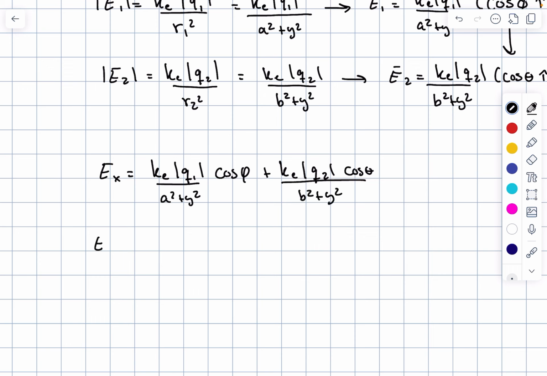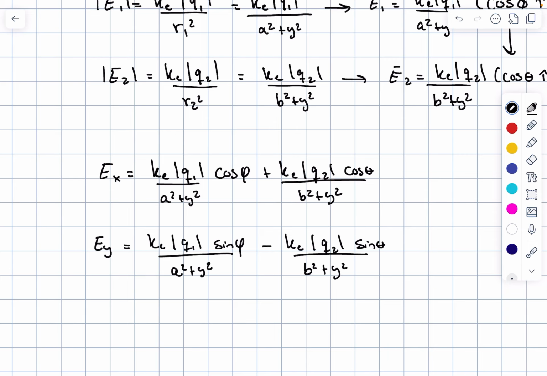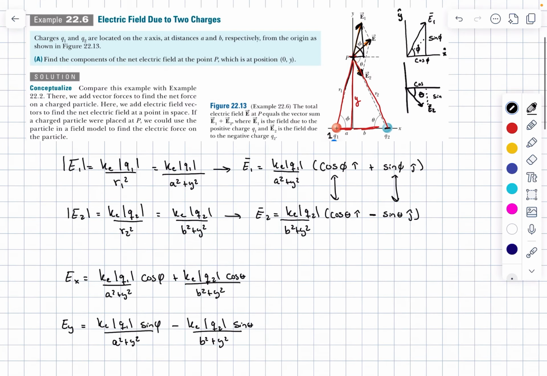And our y component is similar: k_e q1 sine phi over a squared plus y squared, minus k_e q2 sine theta over b squared plus y squared. There's really no point in going any further than that for this part of the question, right?